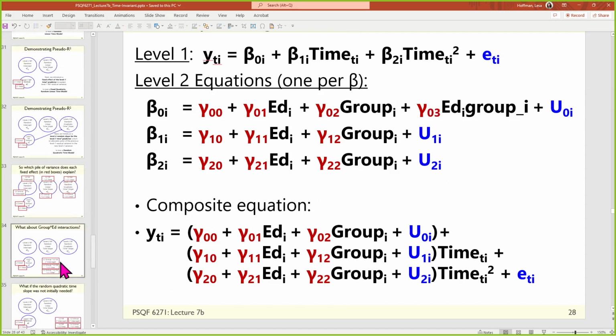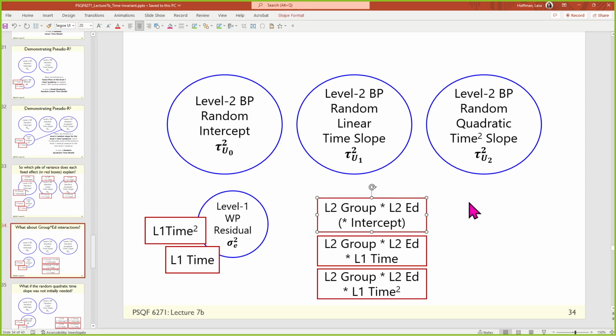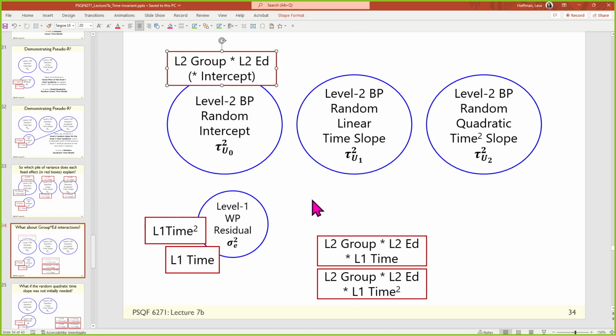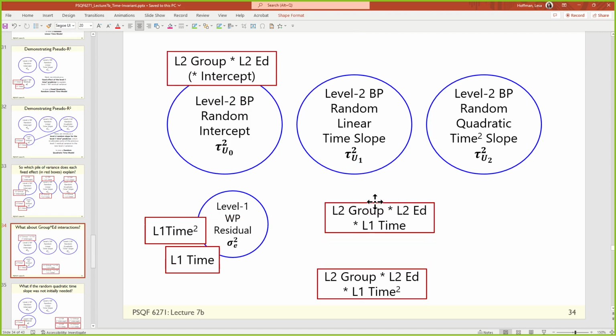So then in my box here, which pile should I put this on? Group by education. First. Yep, because that's the U that's in its line, right? What about group by ed by time as a three-way interaction? Is this one cross-level? Yes, it is, because I've got 2 level 2s and 1 level 1. Where does it go? The second level. And why?